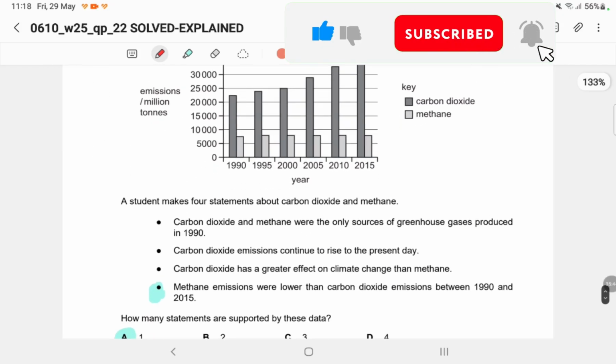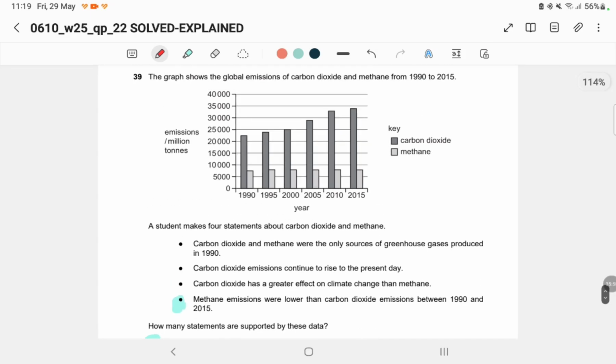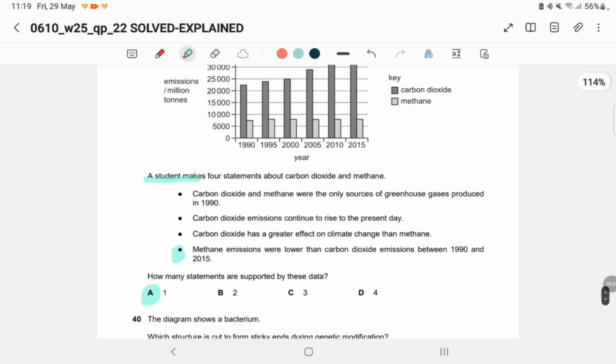Question 39. This question has tripped a lot of students and it was tricky for them, but I don't see anything tricky. You just use my way. Now, the graph shows the global emissions of carbon dioxide and methane from 1990 to 2015. A student makes four statements about carbon dioxide and methane.